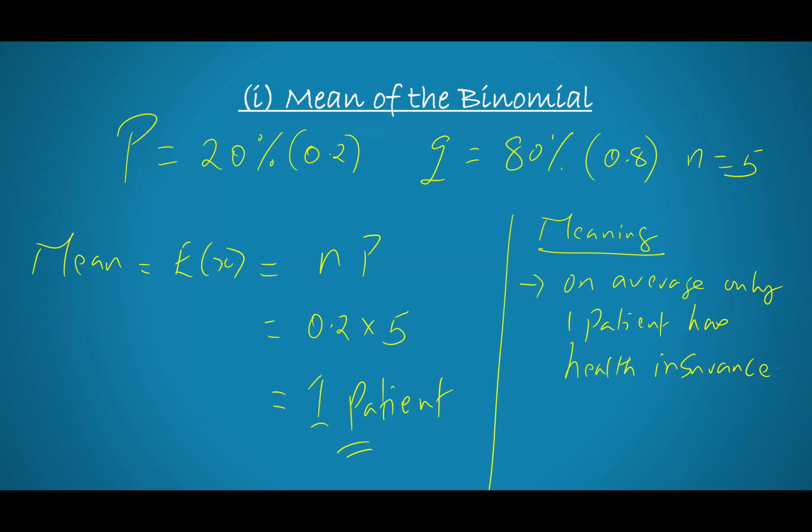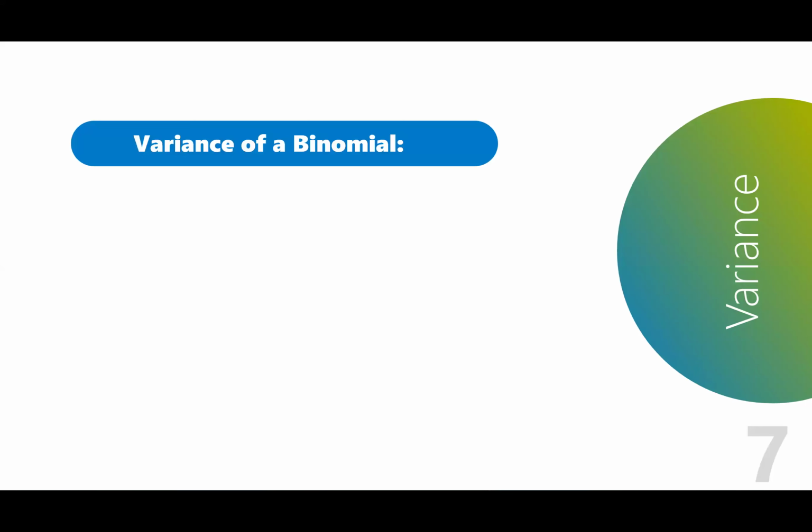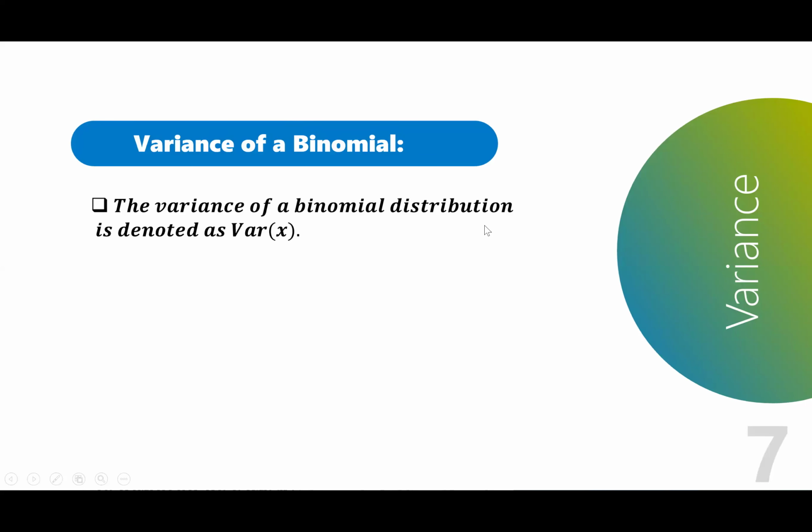Let us turn to the second part. The variance. Let us write down there, the variance. The variance of a binomial distribution is denoted as VARX.